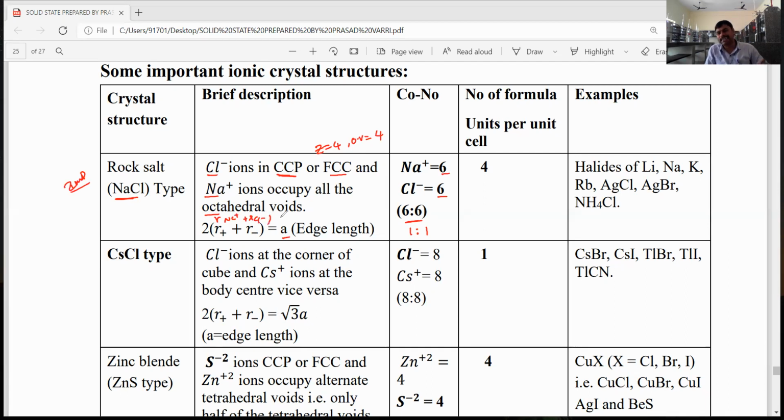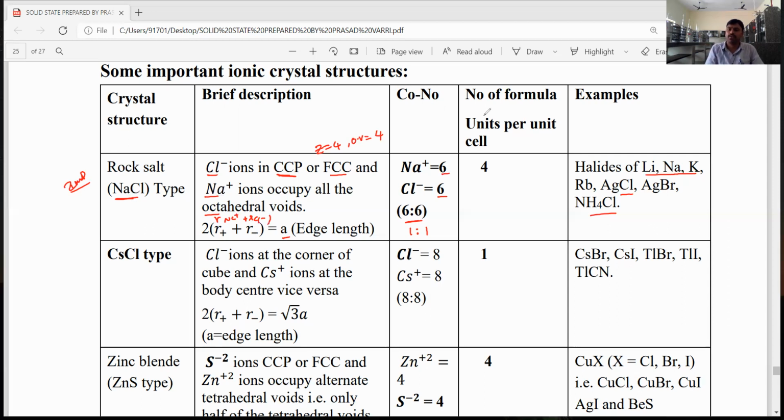Like NaCl type of crystals, examples other than NaCl are lithium, sodium, potassium halides, and rubidium, silver chloride, silver bromide, and NH4Cl also have the NaCl type of crystal structure, in which the negative ions have FCC and the positive ion is present at octahedral voids. The edge length a is equal to 2 into (radius of cation plus radius of anion).